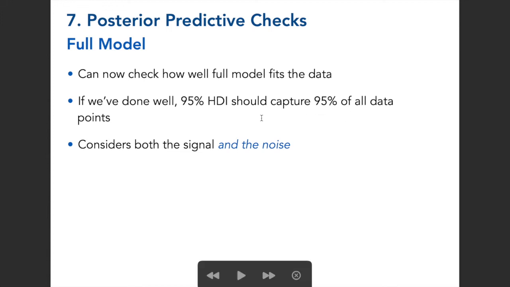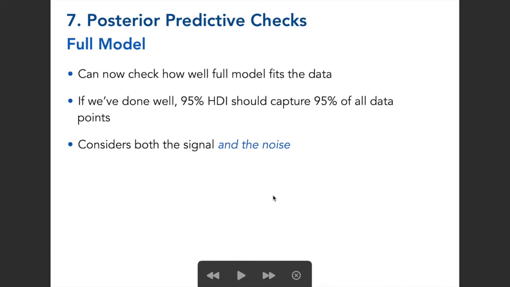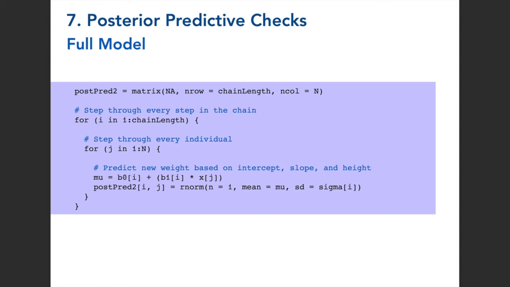So if we've done our model well, then our 95% highest density interval should capture 95% of all the data points. And our full model should consider both the signal and the noise, right? So this was the signal. So this is how much information in weight are we getting from height. But now we're going to include that, but also add all the unexplained variance, which was included in our sigma parameter in our model. So this is all going to be very much the same.